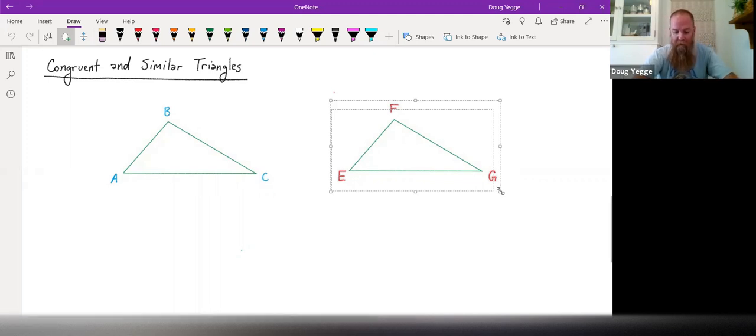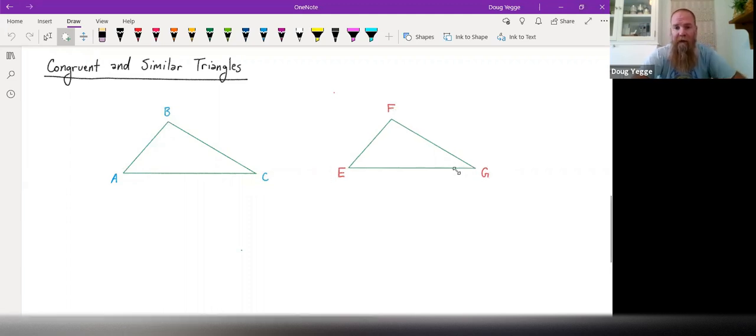Most importantly, in order for two triangles to be similar, their corresponding angles must be equal. So in this case, angle A should be congruent to angle E, angle B should be congruent to angle F, and angle C should be congruent to angle G. In that case, we can see that they are similar. But more importantly, their sides would then be proportional to each other.